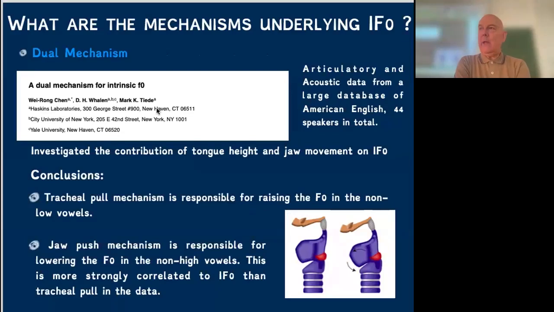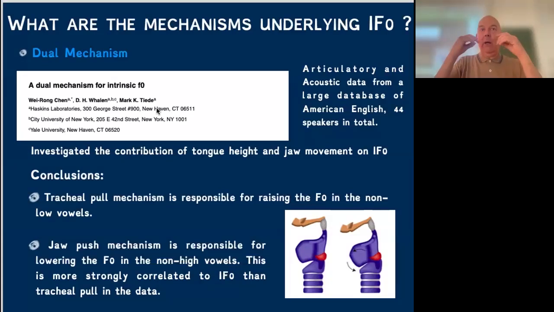they have investigated the relationship, in fact the contribution, of tongue height and jaw movement on intrinsic fundamental frequency in a large database of American English. 44 speakers in total. That's quite substantial. And they've been able to show that that tracheal pull mechanism is responsible for raising the fundamental frequency in the non-low vowels, but also that there is a jaw push mechanism.